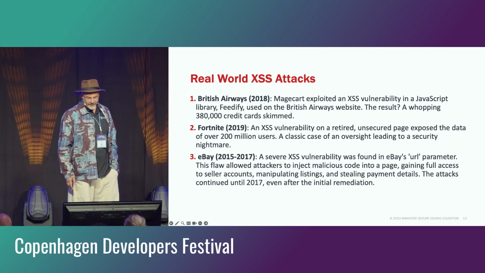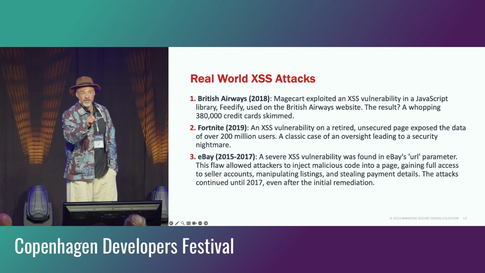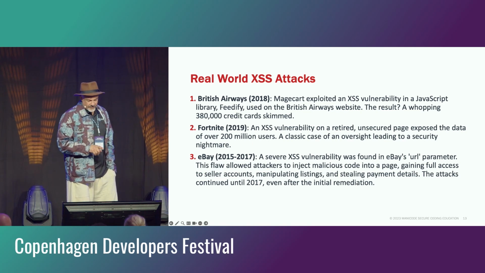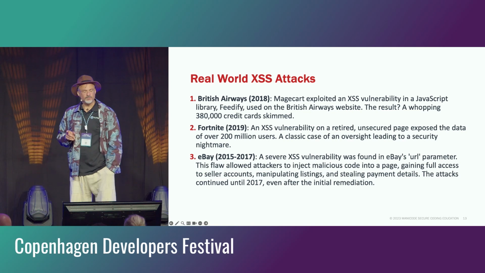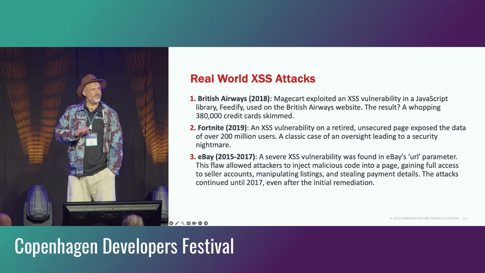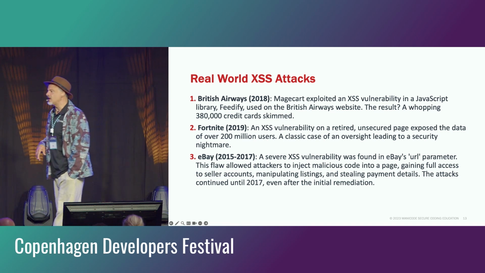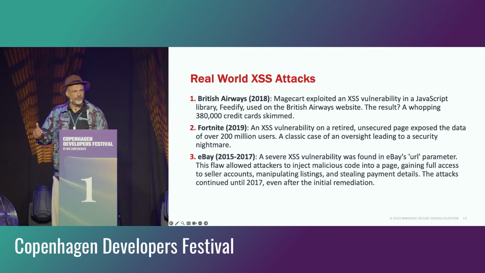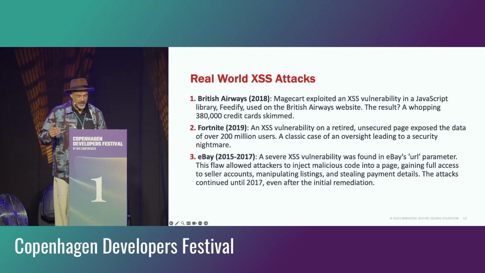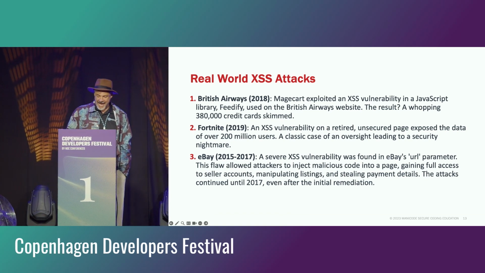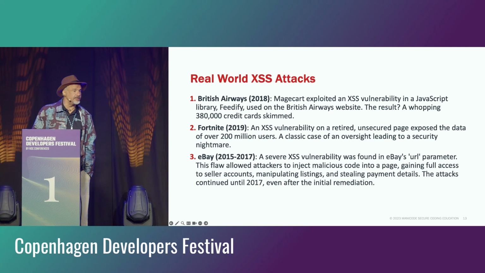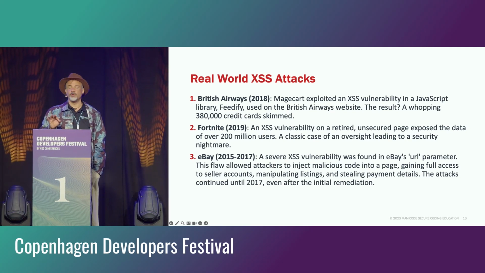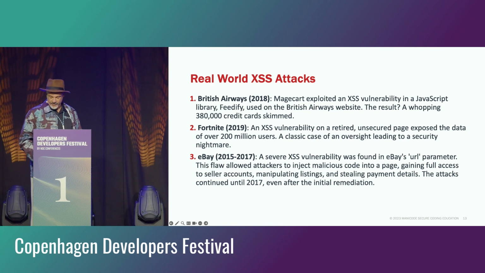And eBay, classic, they had a URL parameter, something we're going to focus on here, right? That allowed attackers to inject malicious code into a page, giving them full access to seller accounts, manipulate listings, and steal payment cards. And eBay tried to fix this over and over and over again and failed to do it properly. So this major vulnerability was actively attacked for actually several years before they fixed it properly. Again, dealing with URLs as a parameter is a lot more difficult than it should be.